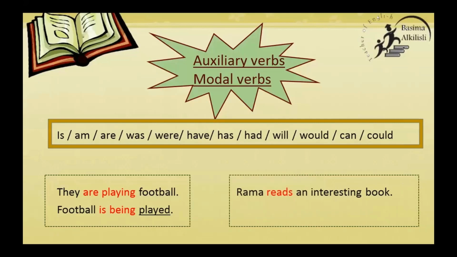Here we have this sentence: Rama reads an interesting book. It's in the simple present. How does it become in the passive? Let's look at the passive sentence. An interesting book is read by Rama.